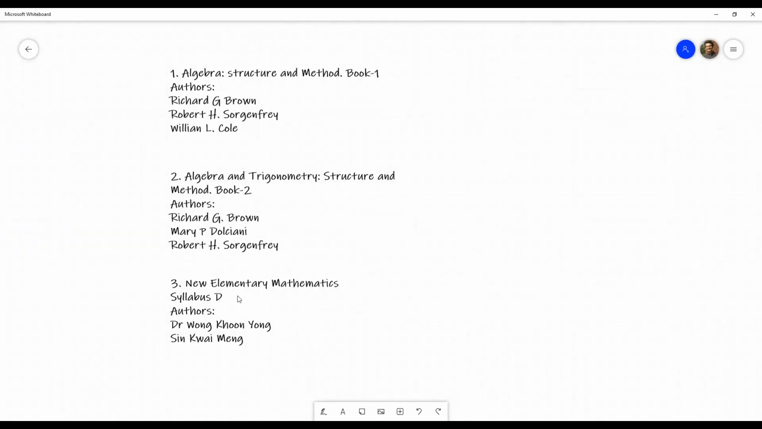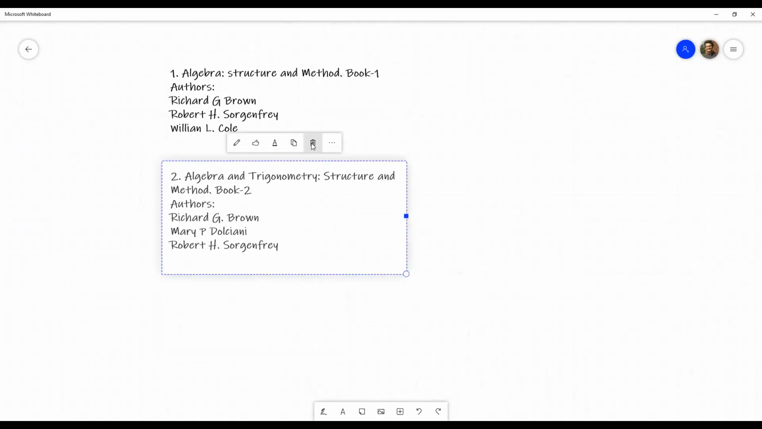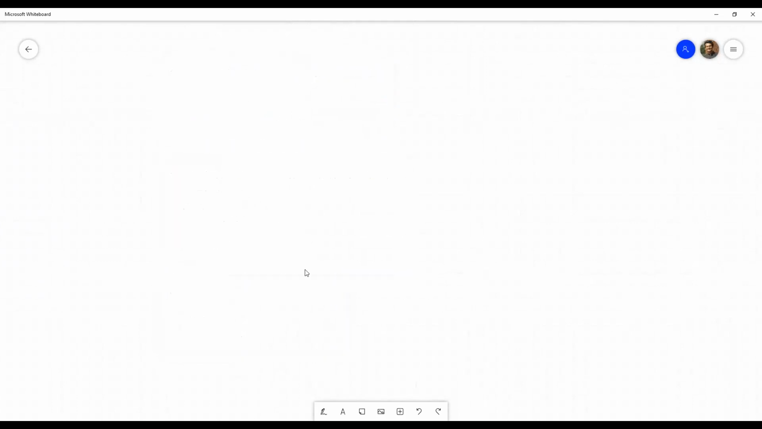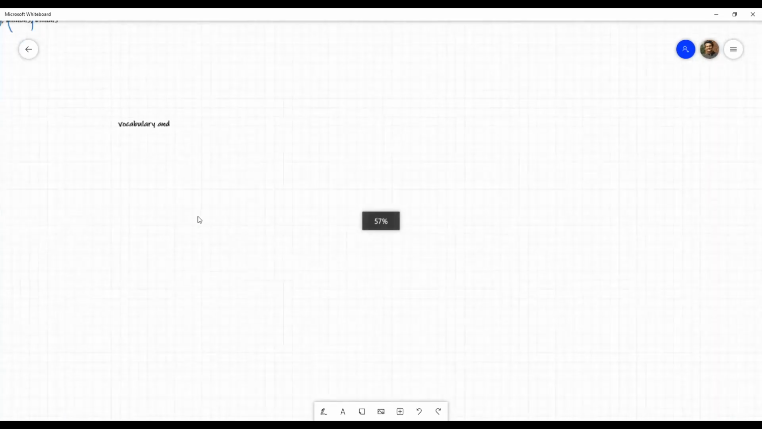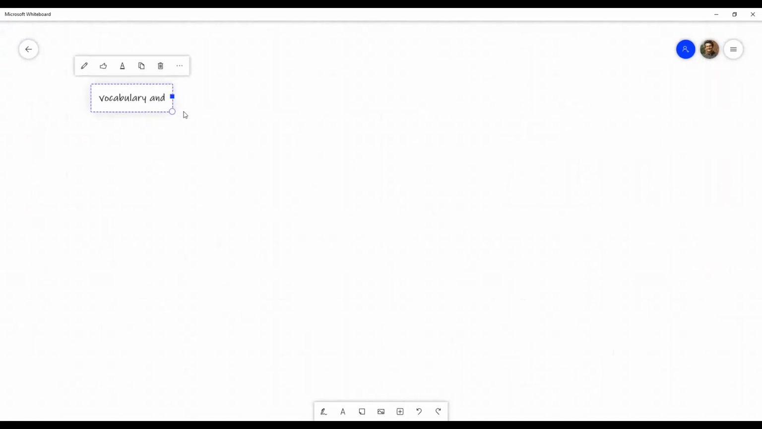Okay. Yes, sir. I'll be removing those things. Okay, shall I remove this? Yes, sir. Thank you very much. Let's move on to the next, the one that we just said, vocabulary and symbols. It's the vocabulary and symbols for the place values.